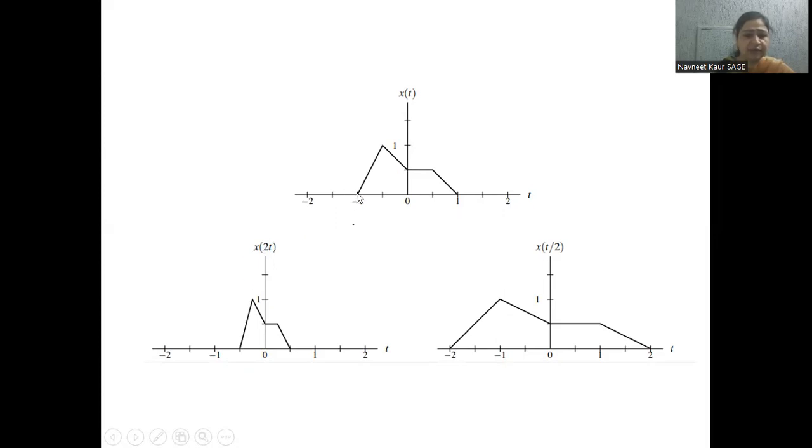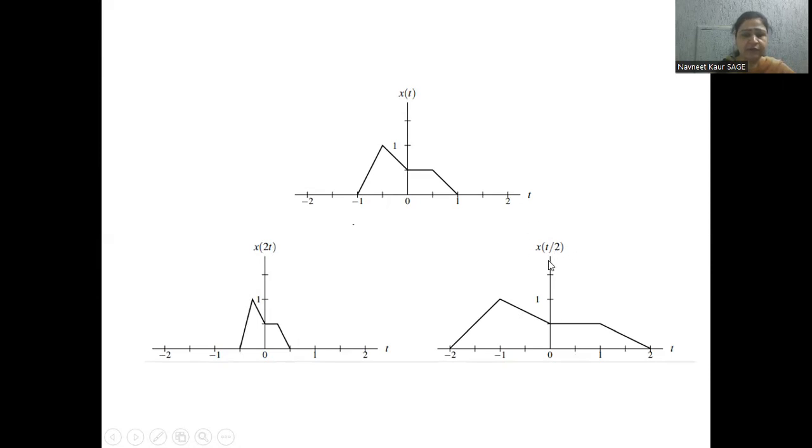That means whatever the value was at t equal to -1, now the same value will be at t equal to -1/2. And whatever the value was at t equal to 1, now it will be at t equal to 1/2. And at t equal to 0, the value will remain same. So here we can see the resulting signal starts from t equal to -1/2 and ends at t equal to 1/2, whereas the value at t equal to 0 remains same.